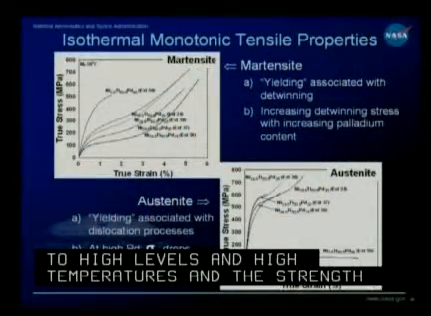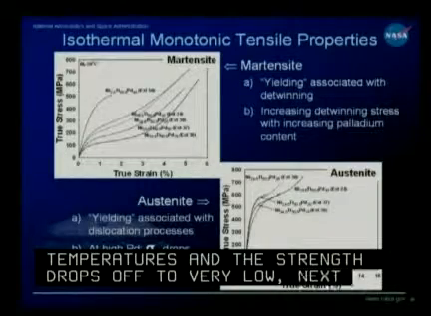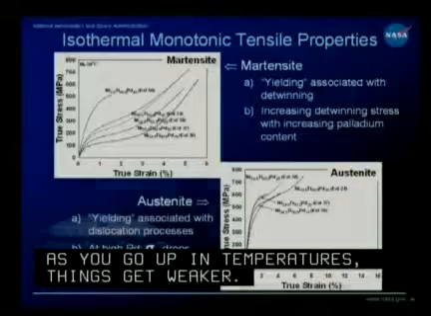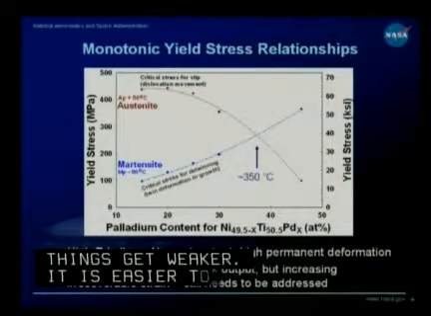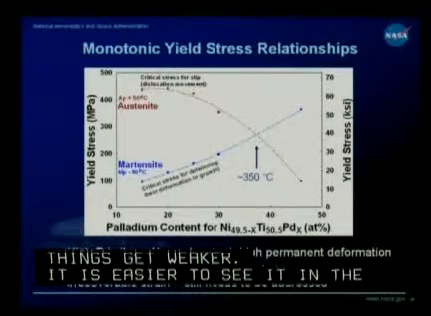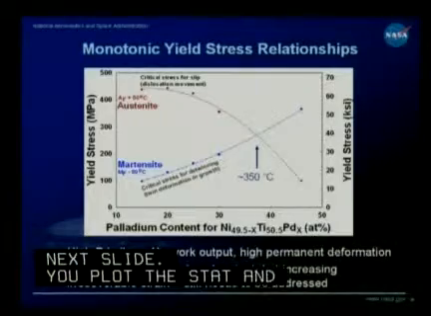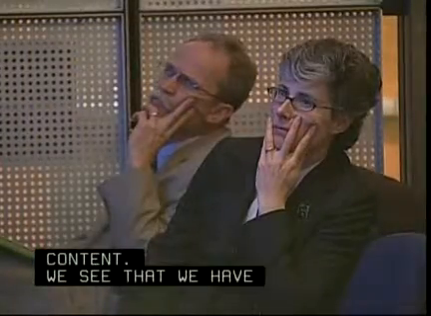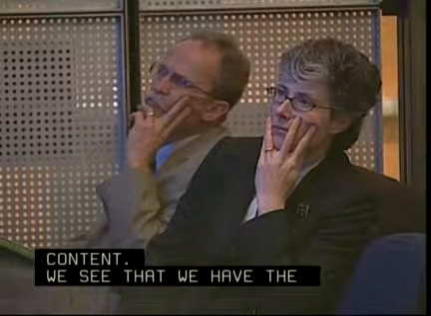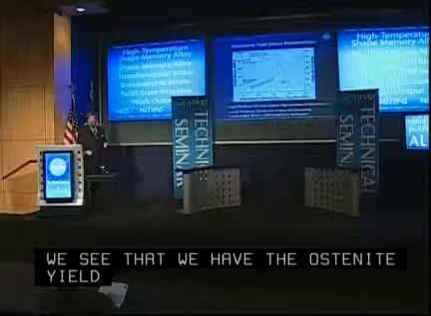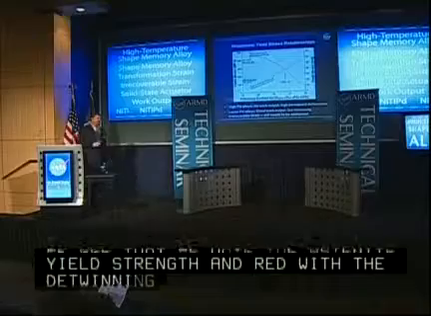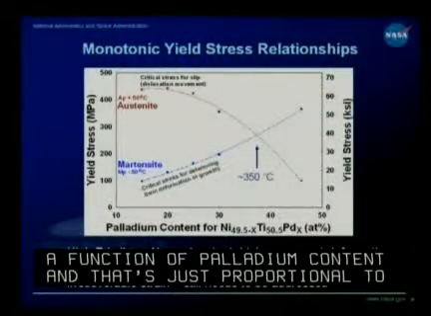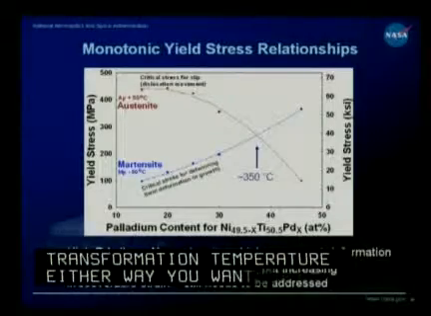And that more or less makes sense. I mean, as you go up in temperature, things get weaker. It's easier to see it in the next slide. If you plot this data now as critical stress versus palladium content, we now see that we have the austenite yield strength in more or less red, as well as the martensite detwinning stress in blue as a function of palladium content, and that's just proportional to transformation temperature, either way you want to look at it. At some point, those two curves cross, and that's not a good thing.